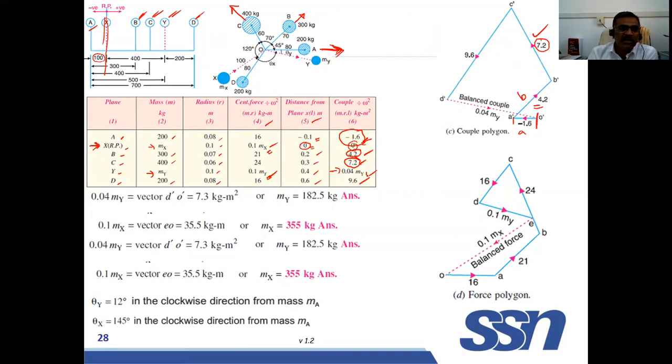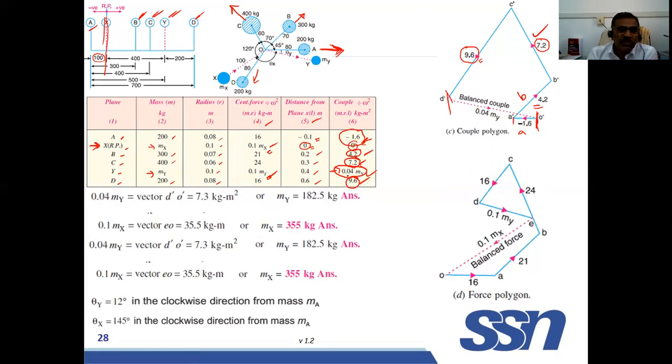So now this is 9.6 D. What's the direction? This is the direction. Value is 9.6. So if it is balanced, the couple will be closed. Now this portion is not closed. So this corresponds to 0.4 my. Right? You measure the distance, the DO distance.